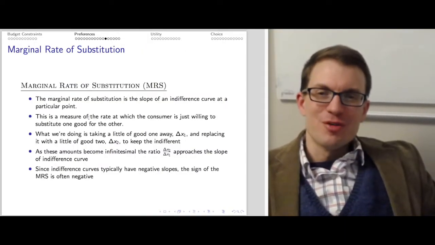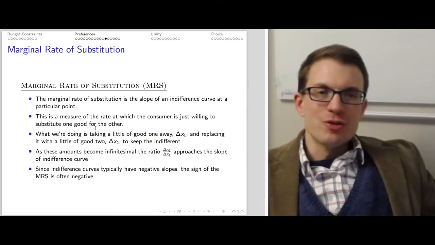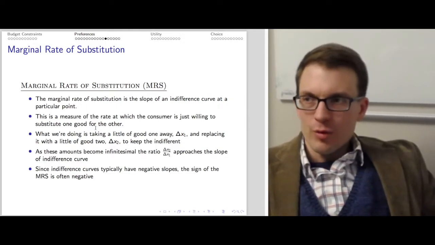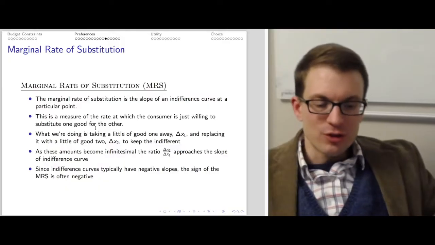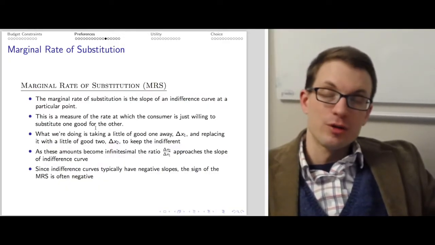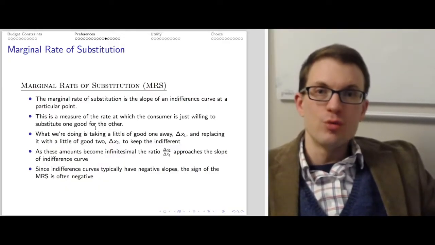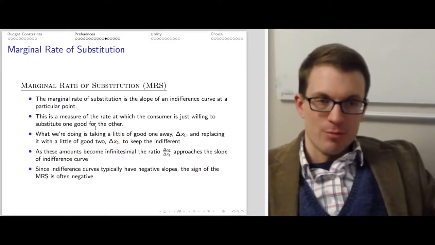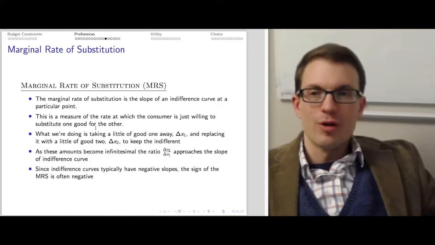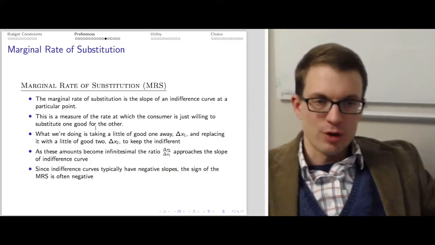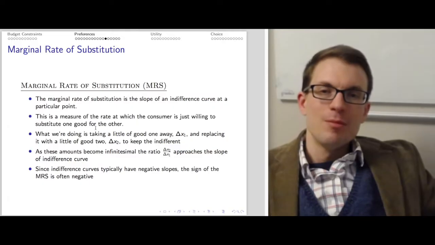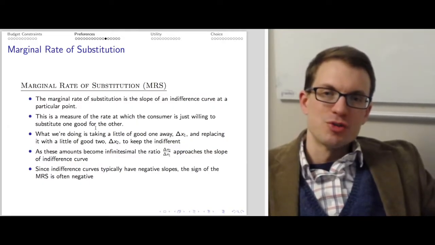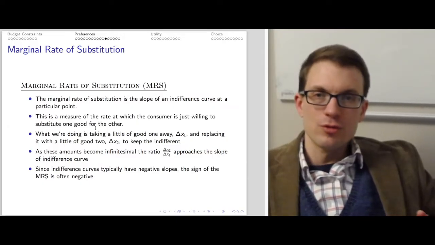All right, so marginal rate of substitution. The marginal rate of substitution is the rate at which the consumer's willing to substitute between goods, to give up one good to get more of the other. So we defined the price ratio, and this is the rate at which the market was willing to give up some of one good for more of the other. Well, marginal rate of substitution is similar, but it's from the perspective of preferences. Basically, the least you need to know about marginal rate of substitution is two things.